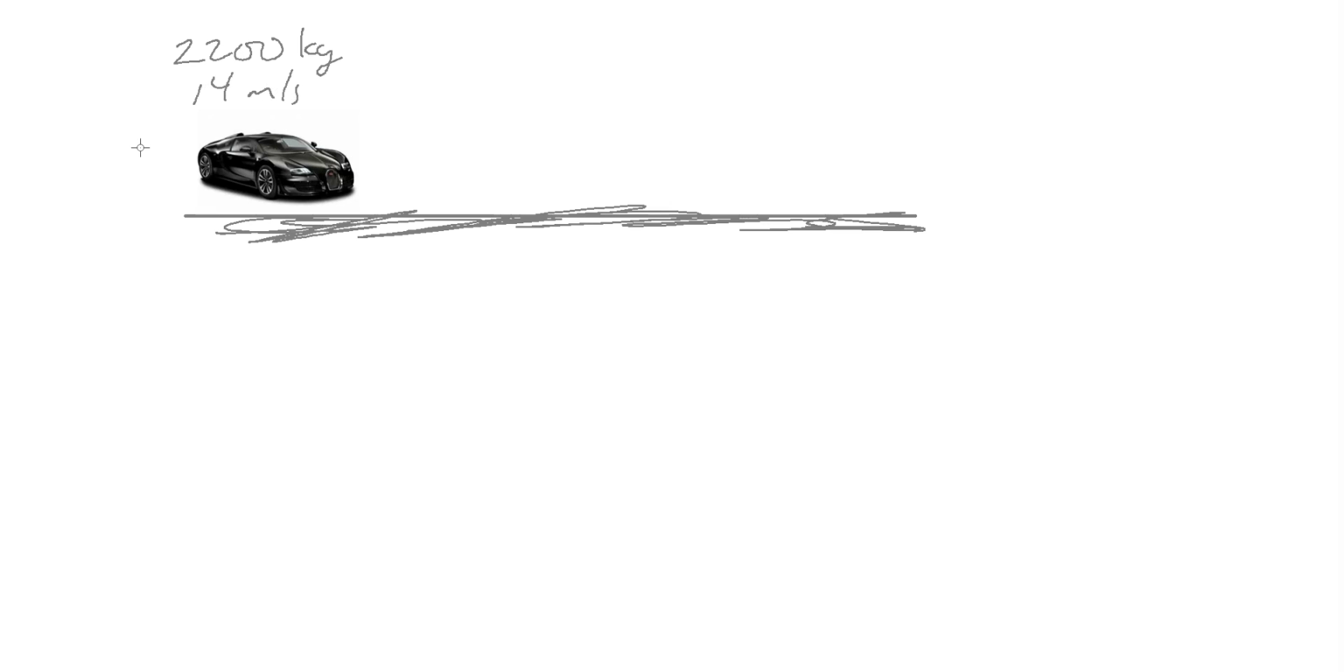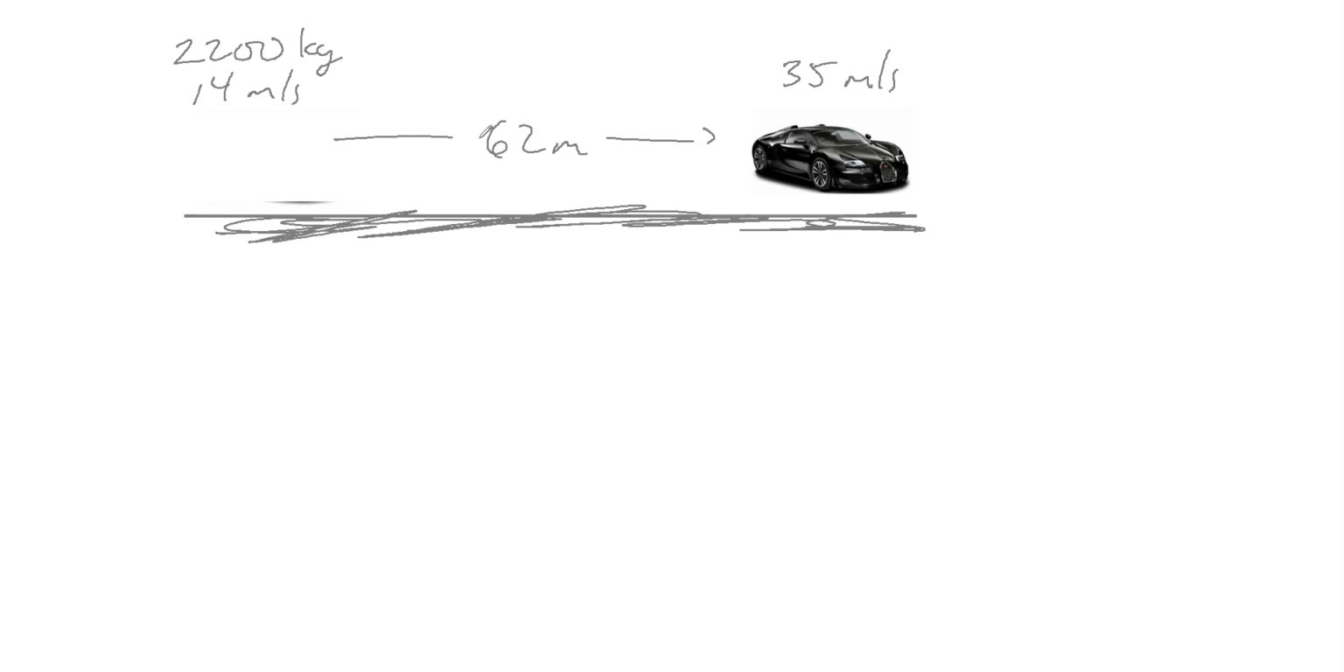Okay, so let's do a practice question to show you how all this fits together. Here I've got my sweet car, here's my road, and the car is going to drive along. Let's say it's a 2,200 kilogram car moving at 14 meters per second. The car goes from here to here, vroom, and over here it's now going 35 meters per second. Let's say it went 62 meters from there to there.